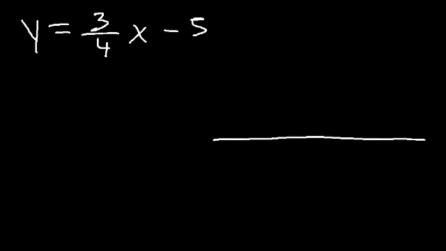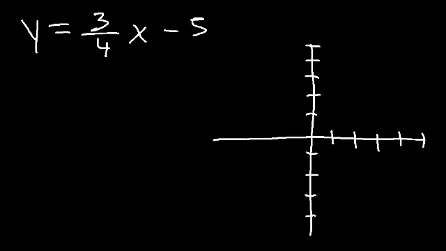Here's another example. y is equal to 3 over 4x minus 5. Try that one. So we can see that the y-intercept is -5, and the slope is 3/4. So the rise is 3, the run is 4.